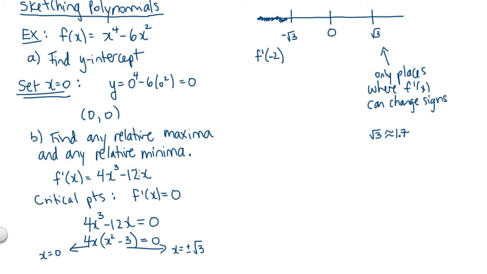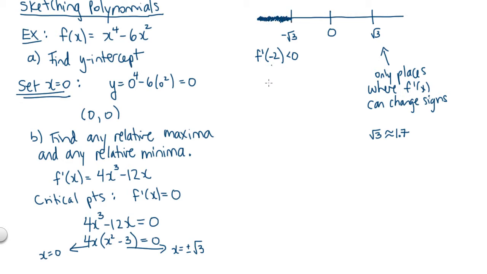So take a minute, grab your calculator, plug negative 2 into your derivative, into f prime, and check what sign you get. Comes out to a negative number. Now, here's the important thing. The critical points here, these are the only places where the derivative can change sign. So if f prime of negative 2 is negative, that tells us f prime is negative in this entire interval here.